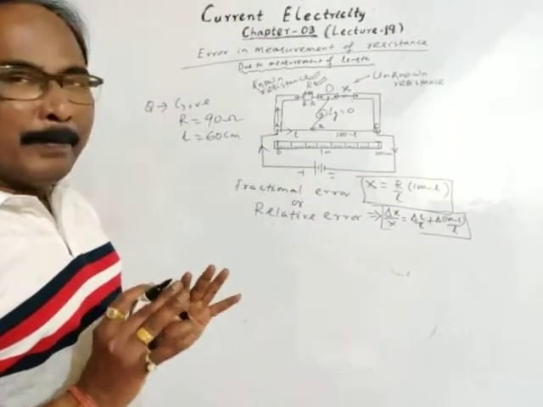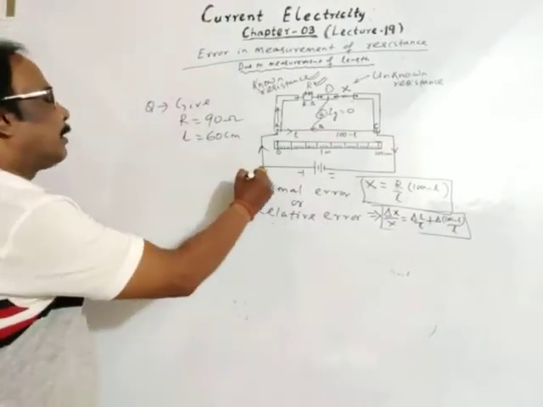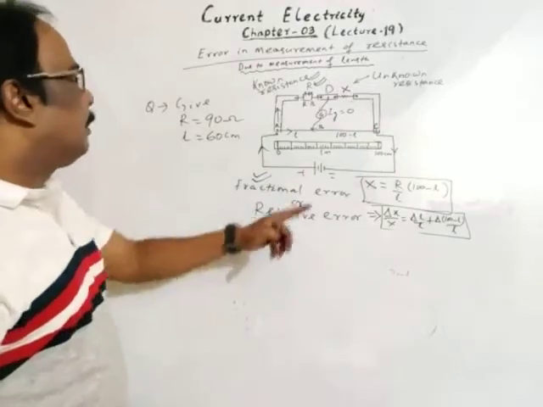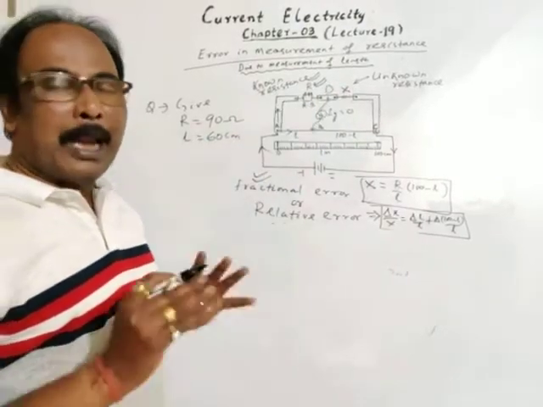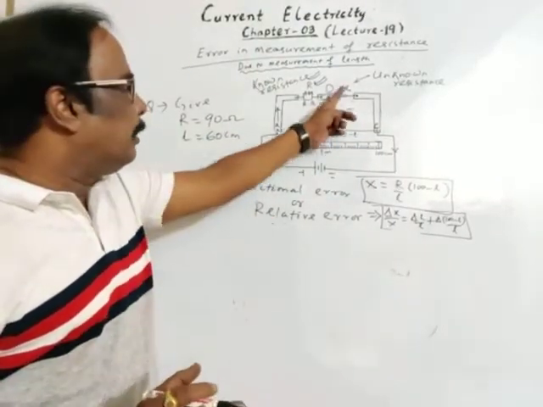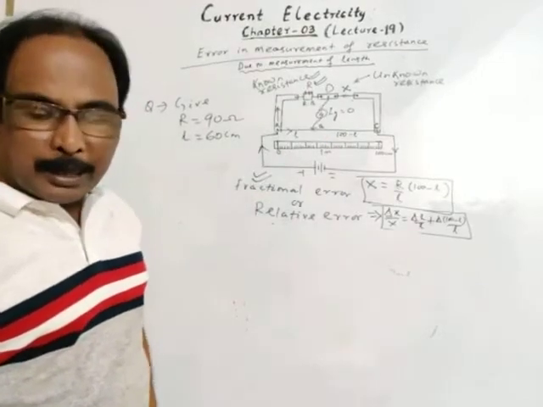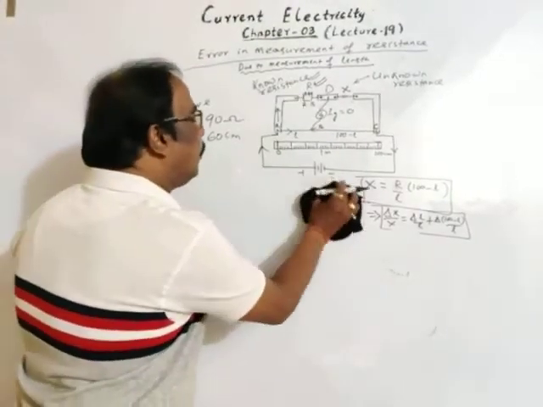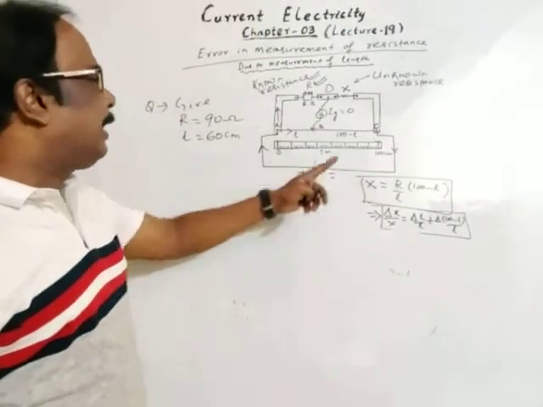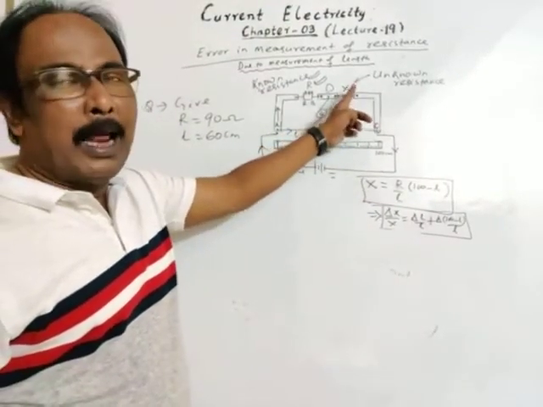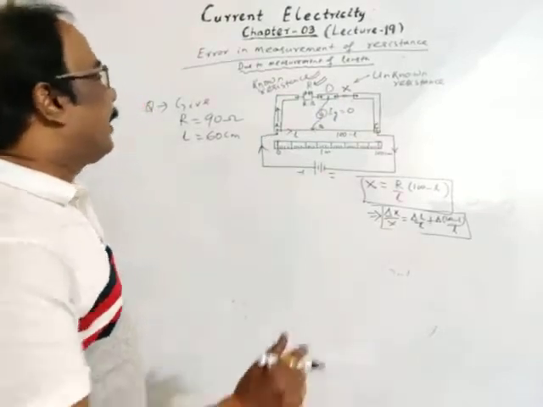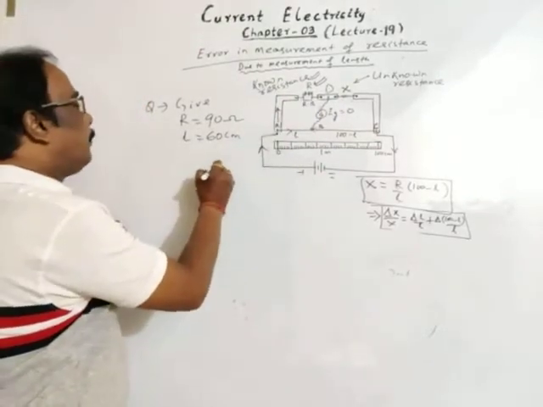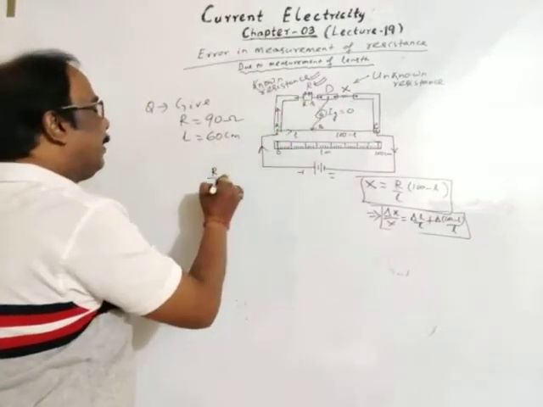Is it clear? Then it is asked to calculate the fractional error in the measurement of unknown resistance. Okay. In the measurement of unknown resistance, let's calculate X first. Then R we know, R divided by L.